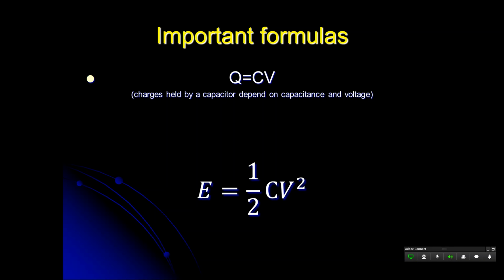So there are important equations that we need to know. The first one is actually the most important one. Q is equal to C times V.